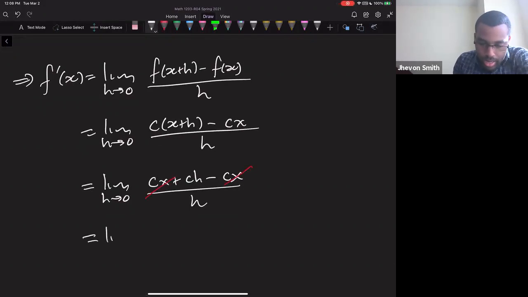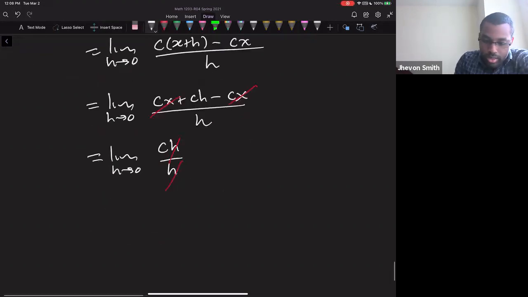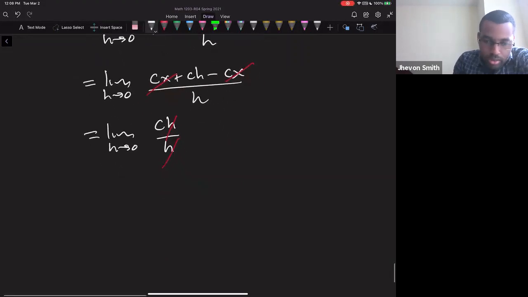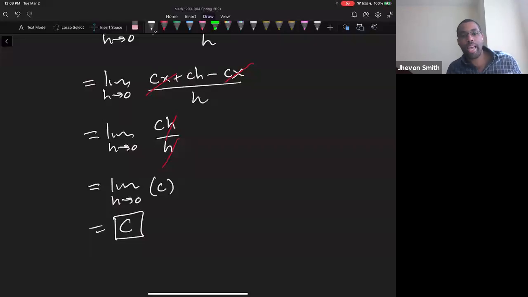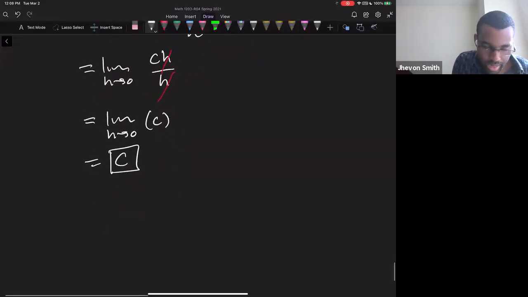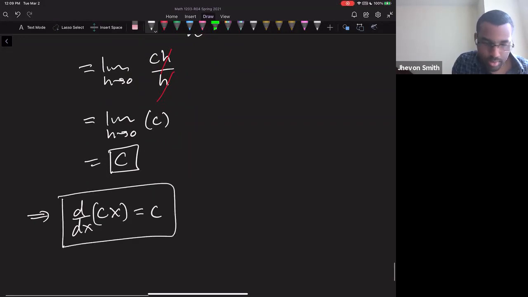So I would now have the limit as h approaches 0 of ch over h. The h's cancel each other, and I'd be left with the limit as h approaches 0 of c. We already have a limit property that tells us that is the constant. So yeah, as expected. So I can say this means the derivative of a constant times x is the constant. And you can take this as another rule.